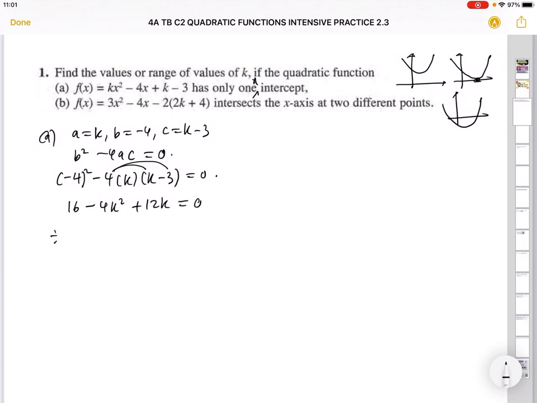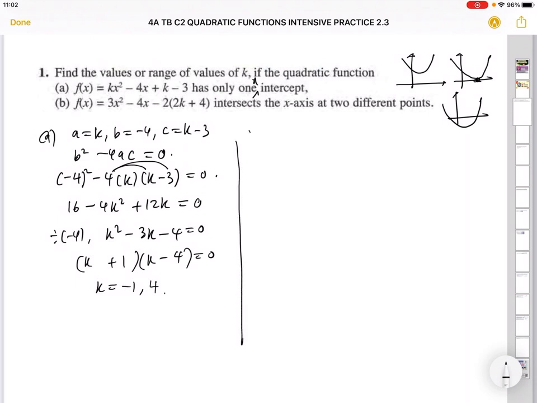For me, I will just divide by -4, to make the equation smaller. 12 divided by -4 is -3, and 16 divided by -4 is -4. So if the number is small, it's easier for us to factorize. So the factors here will be 4 and 1, minus and plus. So my k is -1 or 4.